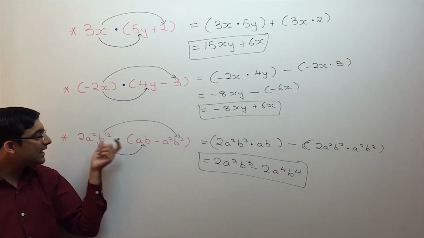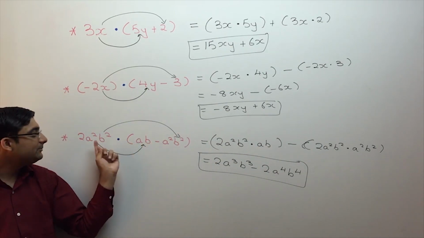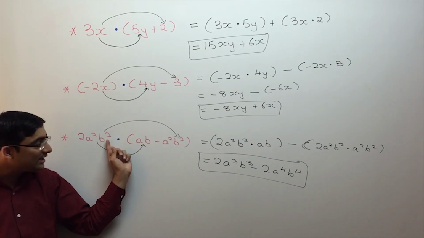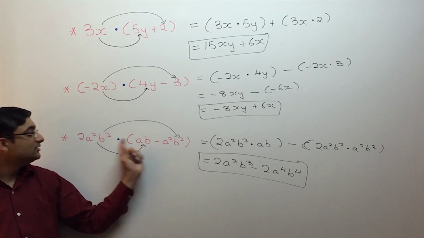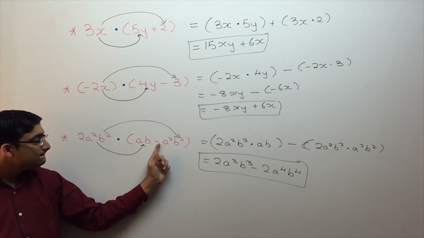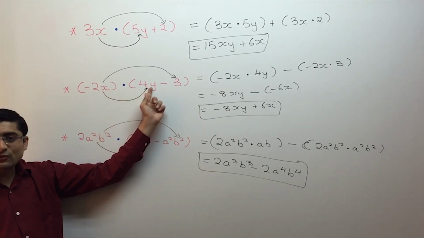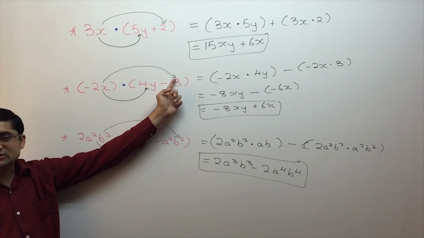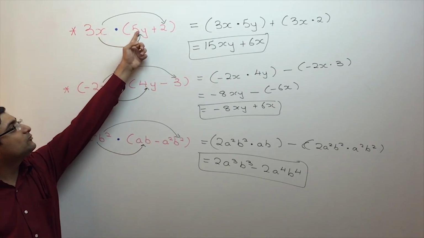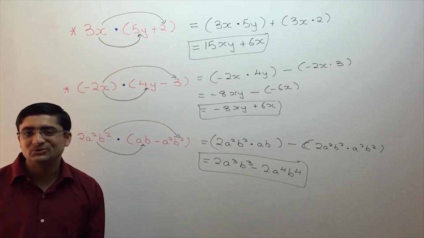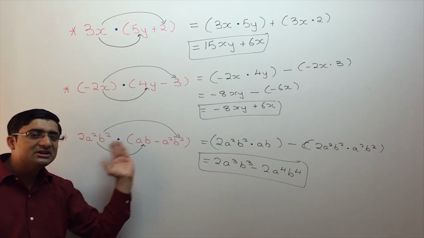So this is how you multiply a monomial with a binomial. I repeat, simply multiply the monomial outside with each term inside the bracket. So 2a square b square into ab minus 2a square b square into a square b square. Similarly, minus 2x into 4y minus 2x into 3. 3x into 5y plus 3x into 2. So this is how you multiply a monomial with a binomial.